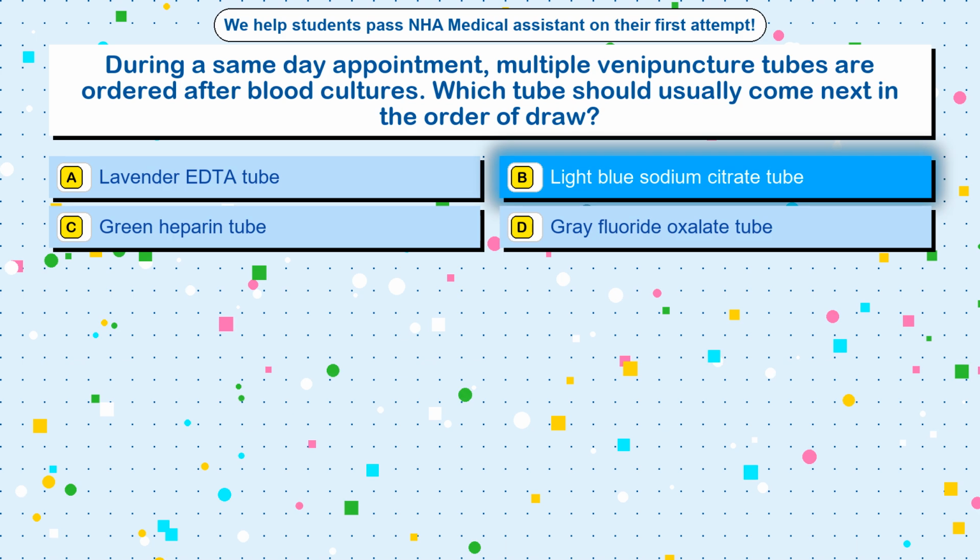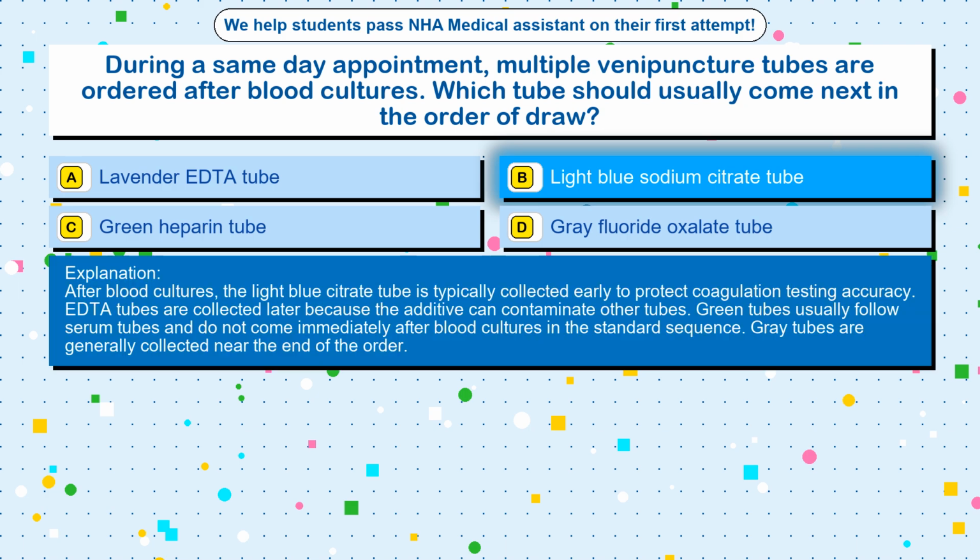The correct answer is option B, light blue sodium citrate tube. After blood cultures, the light blue citrate tube is typically collected early to protect coagulation testing accuracy. EDTA tubes are collected later because the additive can contaminate other tubes. Green tubes usually follow serum tubes and do not come immediately after blood cultures in the standard sequence. Gray tubes are generally collected near the end of the order.